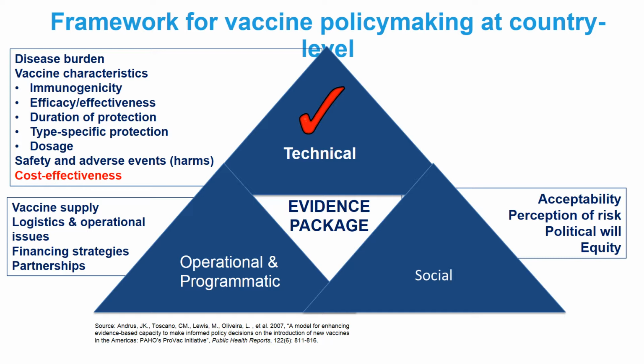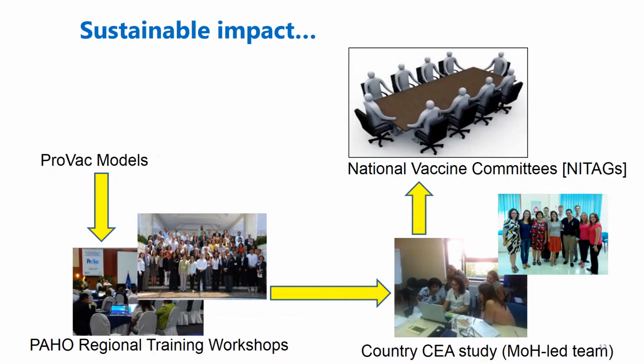ProVac strengthens the framework for vaccine policy making at the country level. National ProVac teams not only review the technical evidence during a study, they also discuss and are able to incorporate the national perspective on social, operational, and programmatic aspects around an immunization decision. Having this national perspective and ownership of the analysis is essential for the recommendation to be listened to by national authorities, and it also generates a sustainable impact in the program.